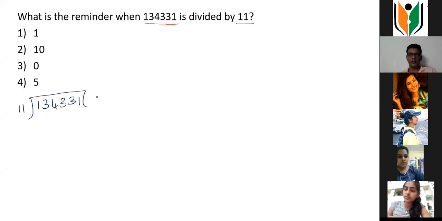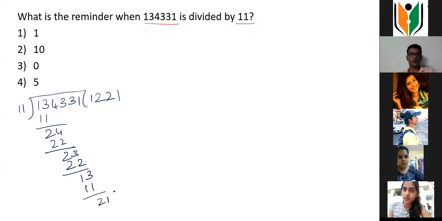ये जो board में दिख रहा है ऐसे ही किया होगा तुम लोग, right? So 11 ones are 11, then 24, right? 11 twos are 22, then 23, 11 twos are 22, then 113, 11 ones are 11, then 221, 11 ones are 11, and the difference is 10. So 10 is a remainder. Great. So this is what you've done.